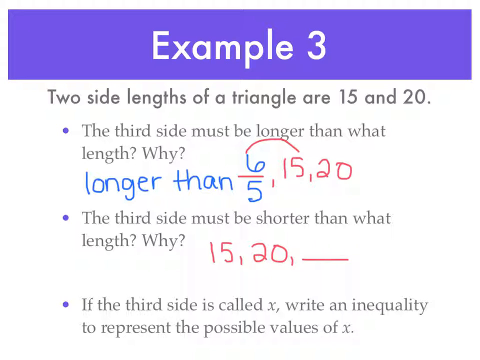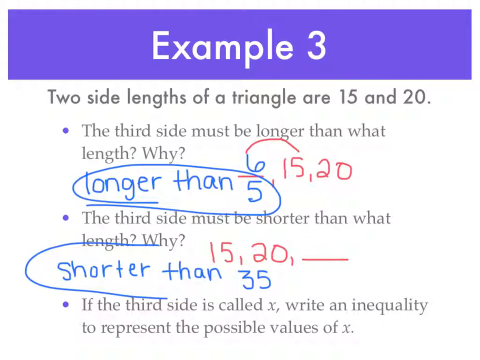Well, the highest it can be is, well, it couldn't be exactly 35, right? But could it be 34.999? Sure. So I just want to say that it has to be shorter than 35. Must be shorter than 35. So it has to be bigger than 5 and shorter than 35. Okay, so that gives me a range. That means that my side lengths can be anywhere between 5 and 35.